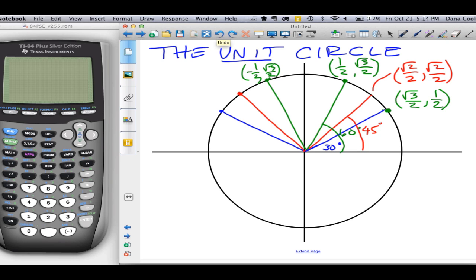For the 45, 45, 90, it's going to be the same, except it's negative square root of 2 over 2, square root of 2 over 2. And then for the 30, 60, 90, the reference angle of 30, reference angle of 45, reference angle of 60, the reference angle of 30 here is going to be negative radical 3 over 2, 1/2.